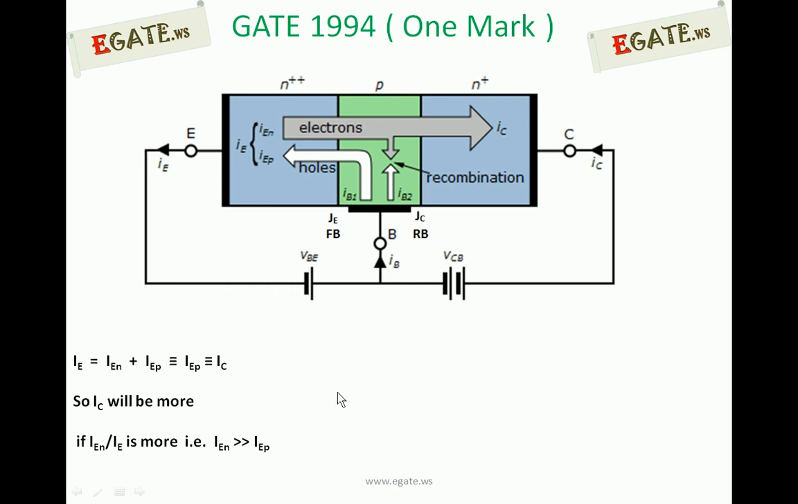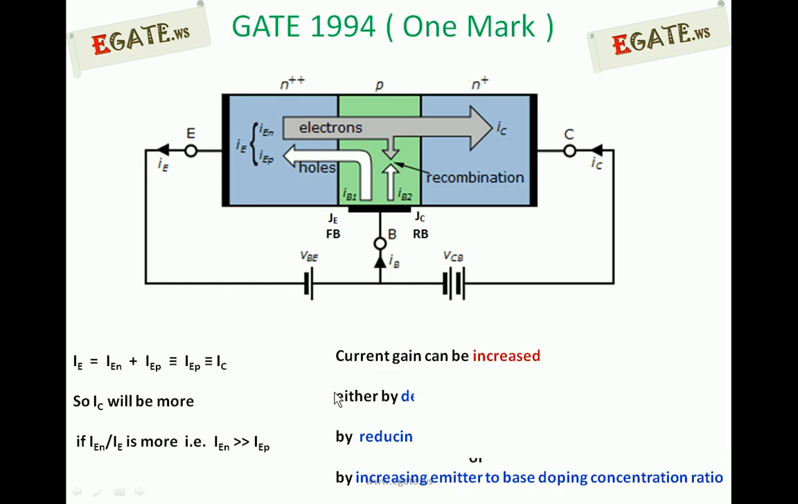Okay. So from this we can draw three important statements. Current gain can be increased with respect to the base, either by decreasing the base width, or by reducing the base doping concentration, or by increasing the emitter to base doping concentration ratio. If the emitter to base doping concentration ratio is constant, at that time there will be no change in IC. Remember that one. If the emitter to base doping concentration ratio is constant, then no increase in the collector current is possible.